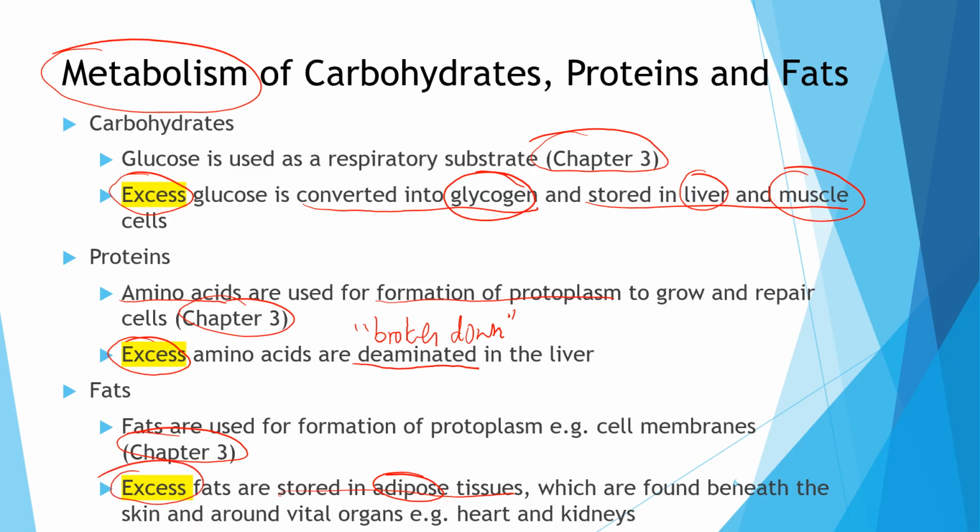You can take a look at this slide and you realize that the formatting of this slide is the same, whether it's for carbohydrates, proteins, or fats. Firstly, you must tell the marker what the nutrient is being used for, and then you also have to explain to the marker what happens to the excess. Okay, and this is known as the metabolism of carbohydrates, proteins, and fats in the liver.